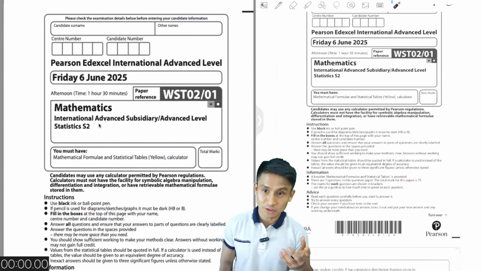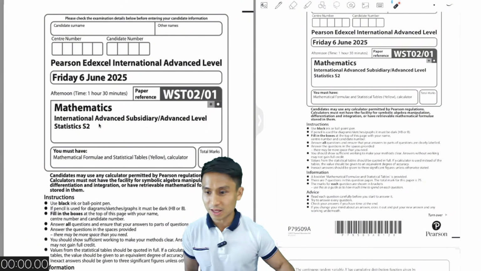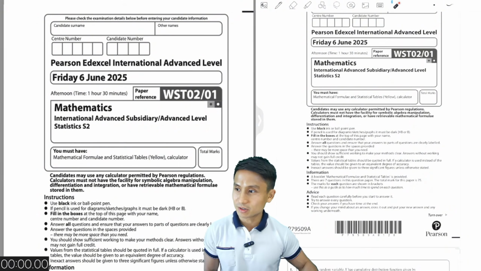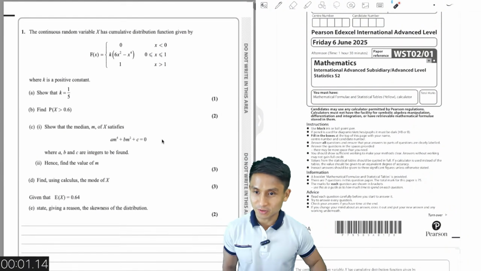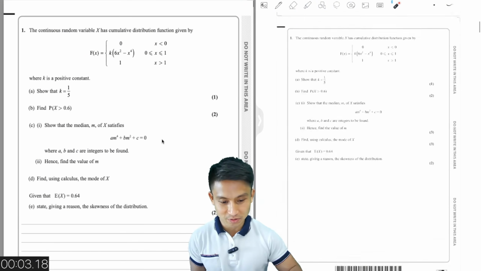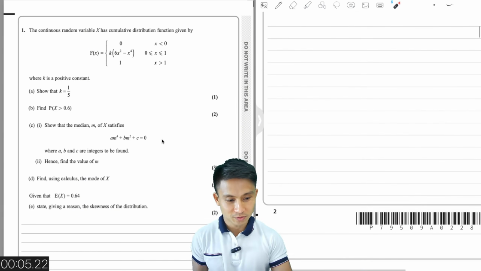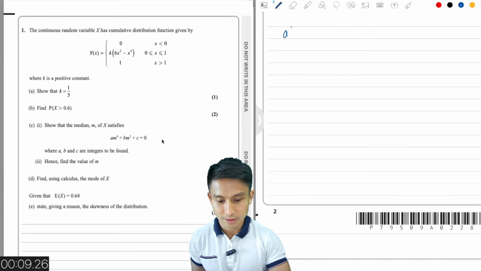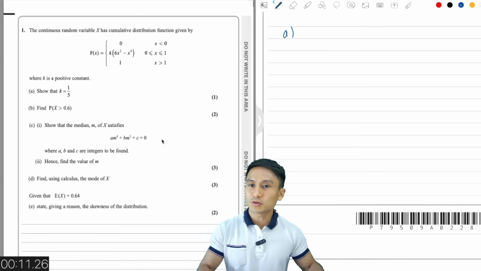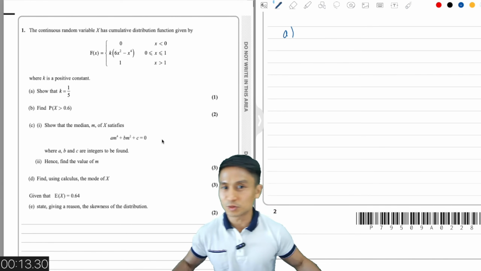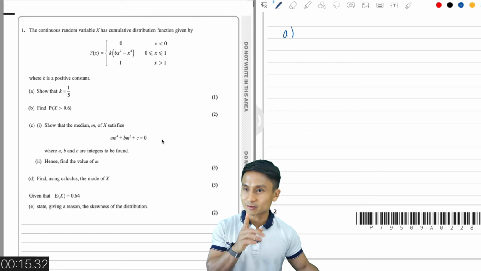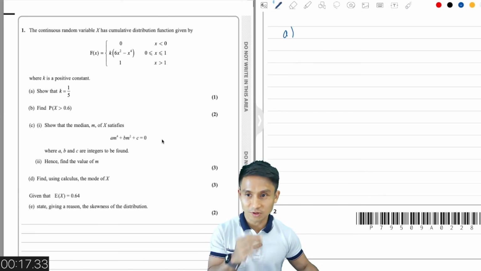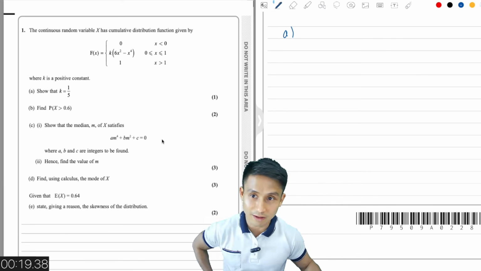Okay, here's the S2 paper, June 2025, and I'm going to start the timer now. Okay, let's go. Number 1, continuous random variable. The continuous random variable x has cumulative distribution function given as that, right? And k is a positive constant, show that k equals 1 over 5.